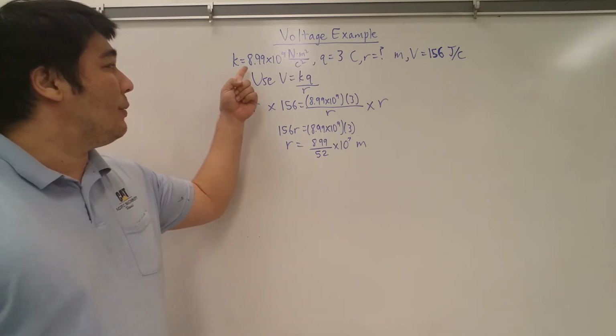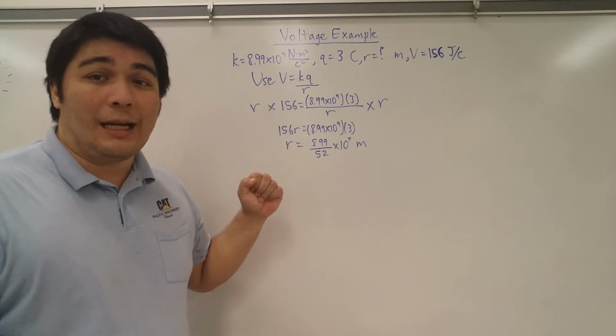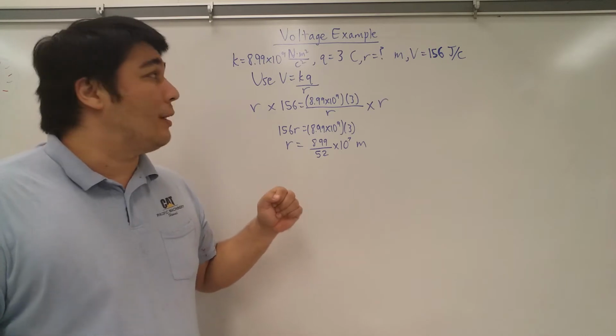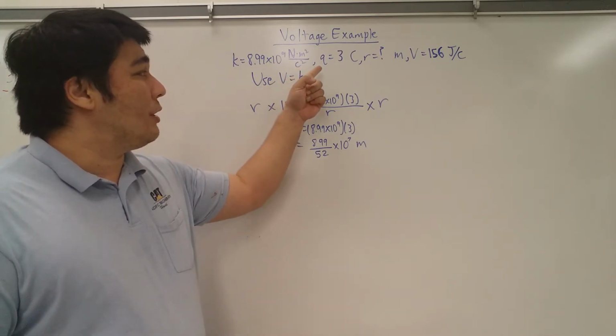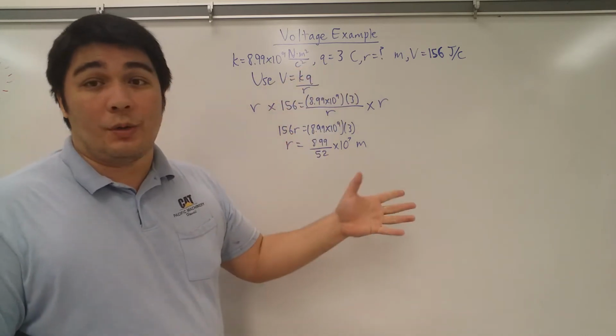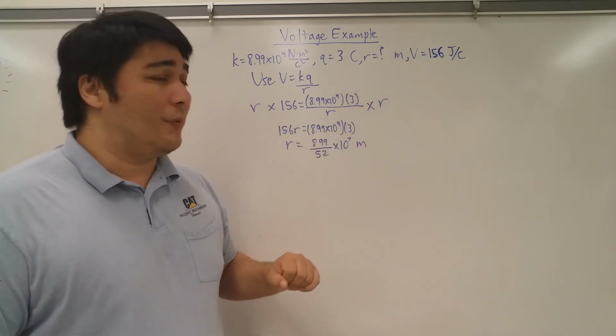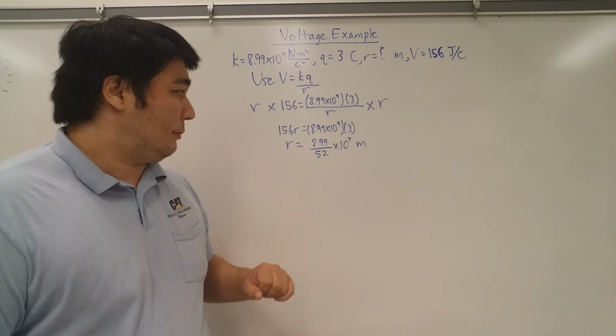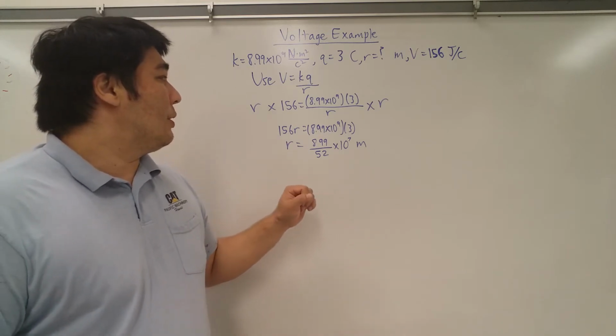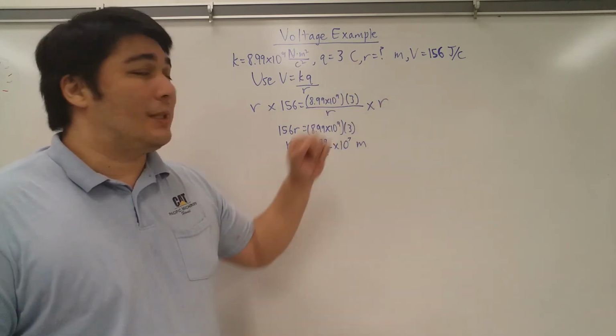So we've got K equals 8.99 times 10 to the ninth newton meter squared per coulomb squared. We've got our Q, our charge, of 3 coulombs. Our distance we don't know, so that's why I left it as a question mark. And then our voltage is 156 joules per coulomb. So the question is, what is this distance R?